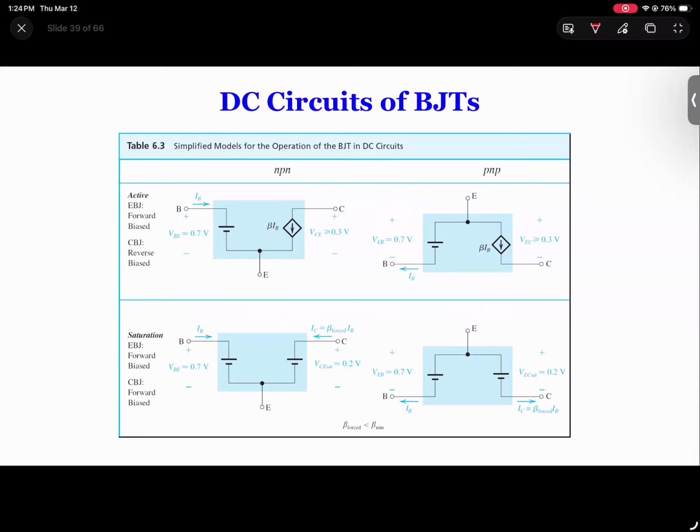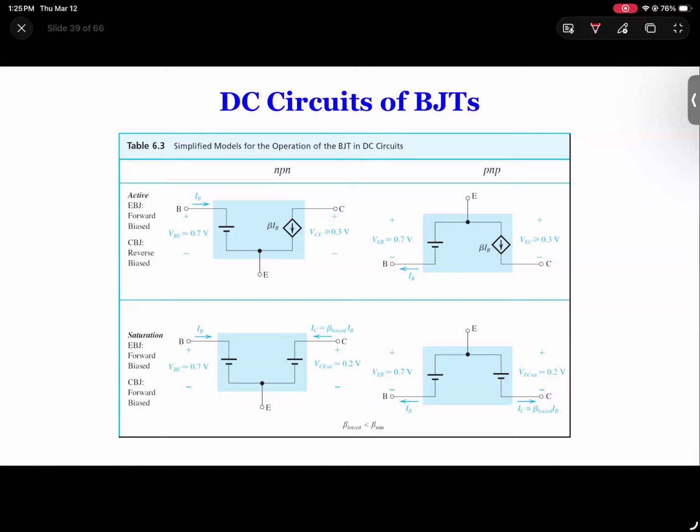Here is the equivalent circuit that we have seen many times. The top one is the active mode, and the bottom one is the saturation mode. We just saw this a few minutes ago, where we use this voltage source and this voltage source to represent the PN junction forward biased and the PN junction reverse biased. So we have VBE 0.7 and VCE saturation at 0.2. That's the saturation mode. The top one is the active mode.